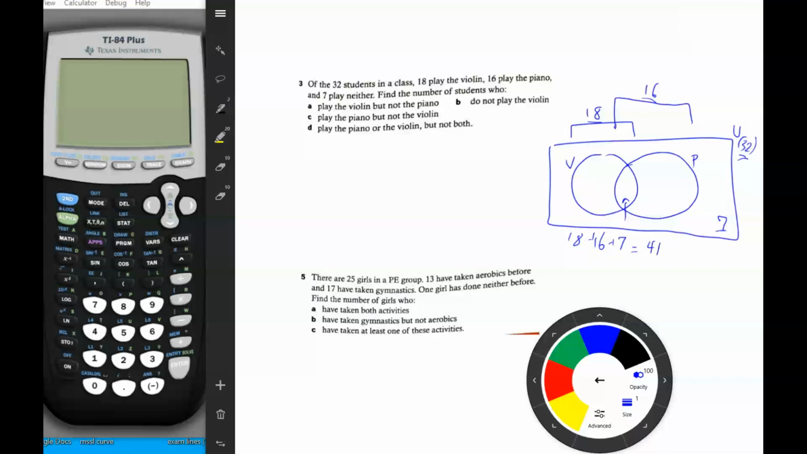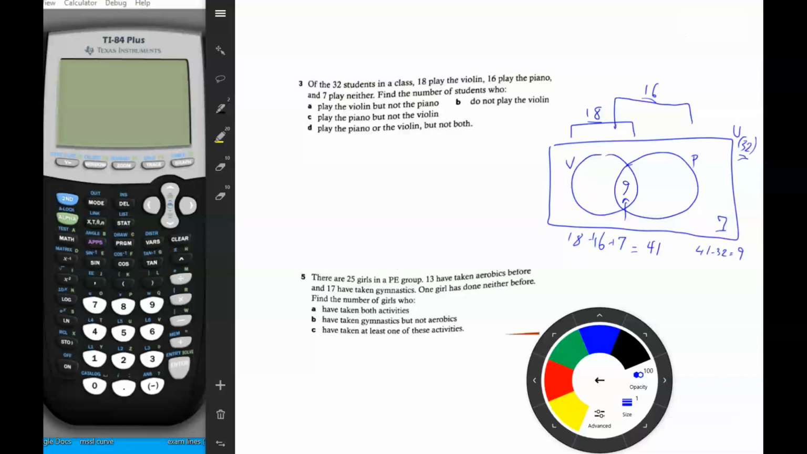But I'm double counting people in the fish. And if I compare 41 to 32, I can see that there's actually 9 people extra that don't even exist. Those 9 people are the double counted people in the fish.